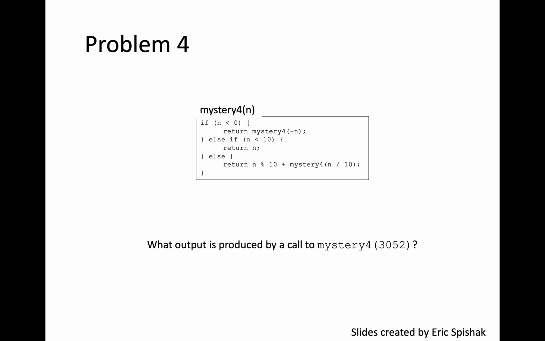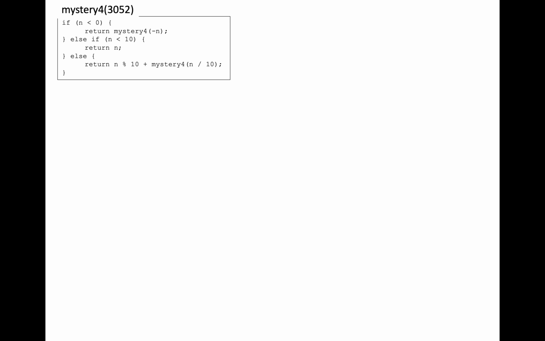Starting with the number, if we have n equal to 3052 from our definition, we passed it in. We're not going to enter this first if statement because n is not less than 0. And we're not going to enter this else if because n is greater than 10. So then we're going to go into the else branch. In the else branch, we're first going to evaluate what n mod 10 is, which in this case is 2. And then we have a method call.